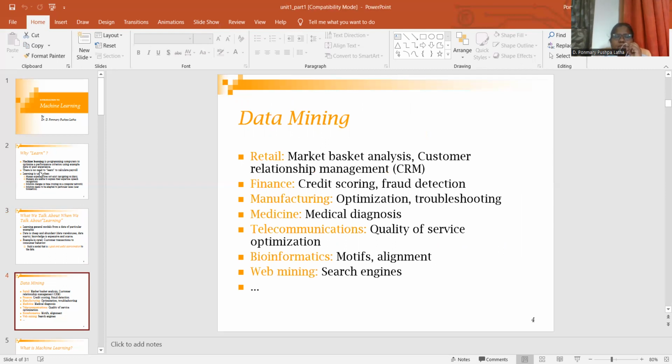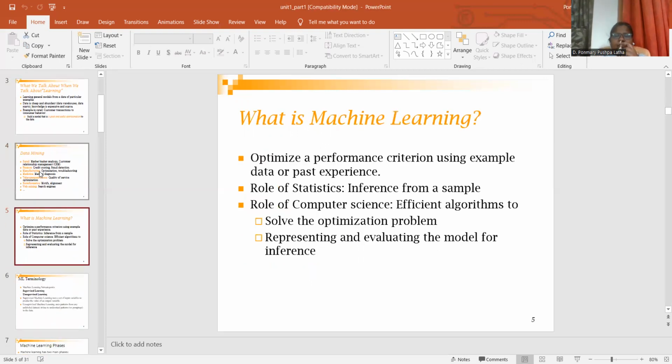Some of the things we are going to see: in retail, you can apply machine learning. In finance, for credit scoring and fraud detection, you can use machine learning. In manufacturing, you can use it for optimization and troubleshooting. Medicine, telecommunications, and bioinformatics, even finding DNA sequence patterns, can use machine learning. Web mining, to search the contents, can use machine learning. So what is machine learning?